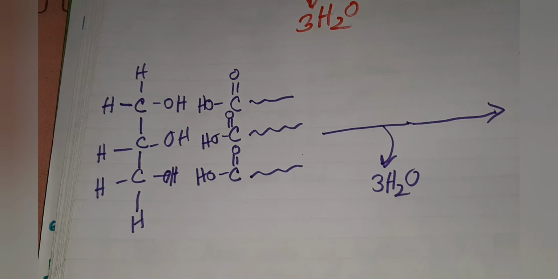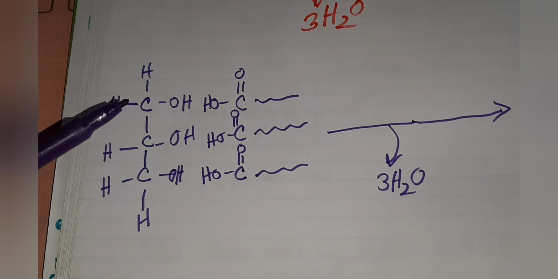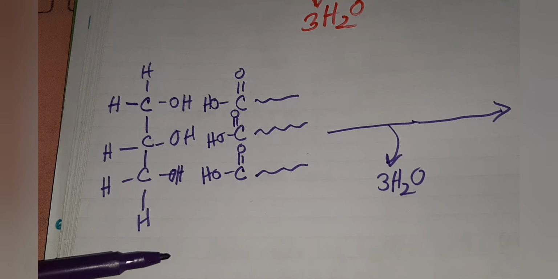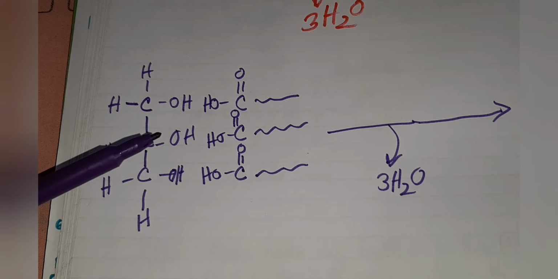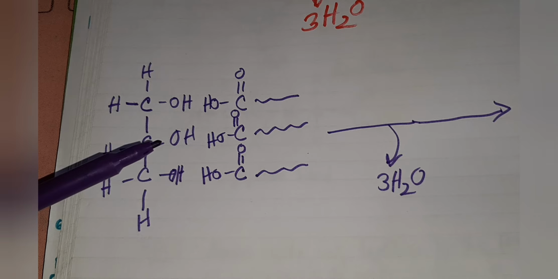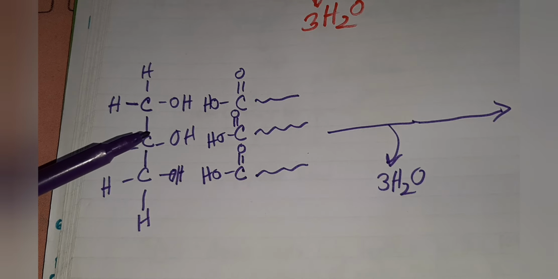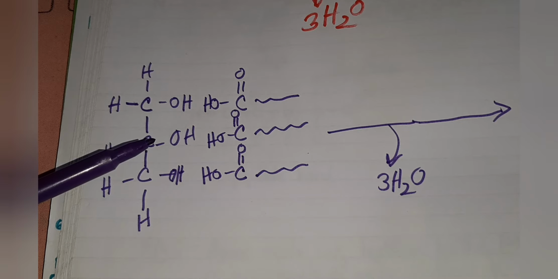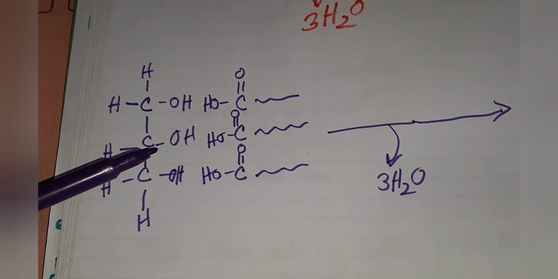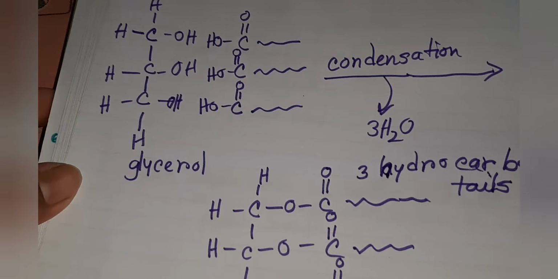So this is glycerol, guys. This is glycerol, and here is a condensation reaction. The most common lipids are triglycerides, and triglycerides are fats and oils. A glyceride is an ester formed by a fatty acid combining with the alcohol glycerol. So now I'm going to show you how this condensation reaction works.